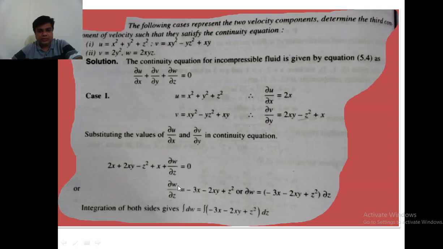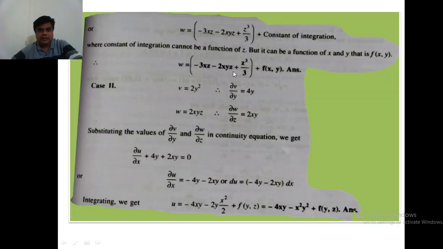So we want del w by del z, so we just integrate that, you will get w in terms of x, y, z. So w is again a function of x and y. So w is this term you will get. So there is a constant of integration, so it's a function of x and y. You can just keep it as it is. So you'll get the w.